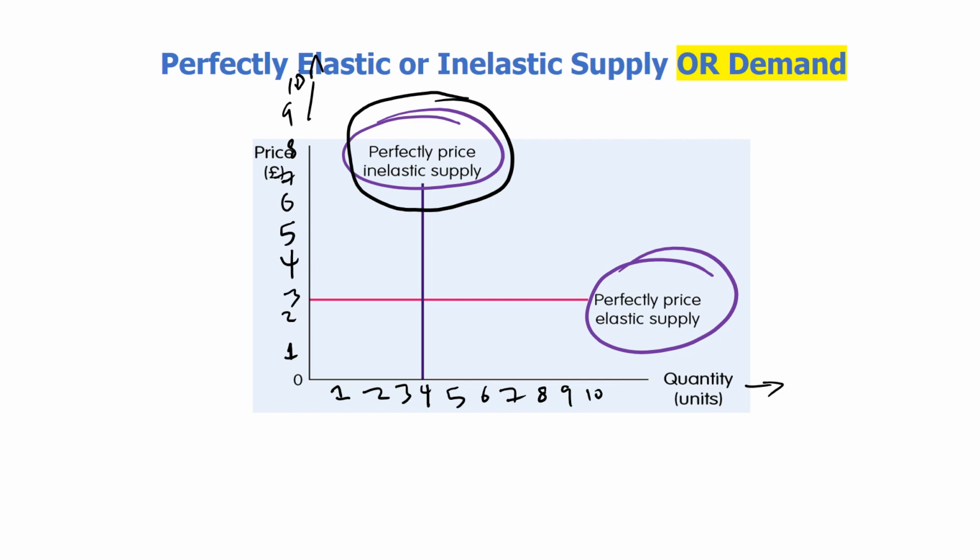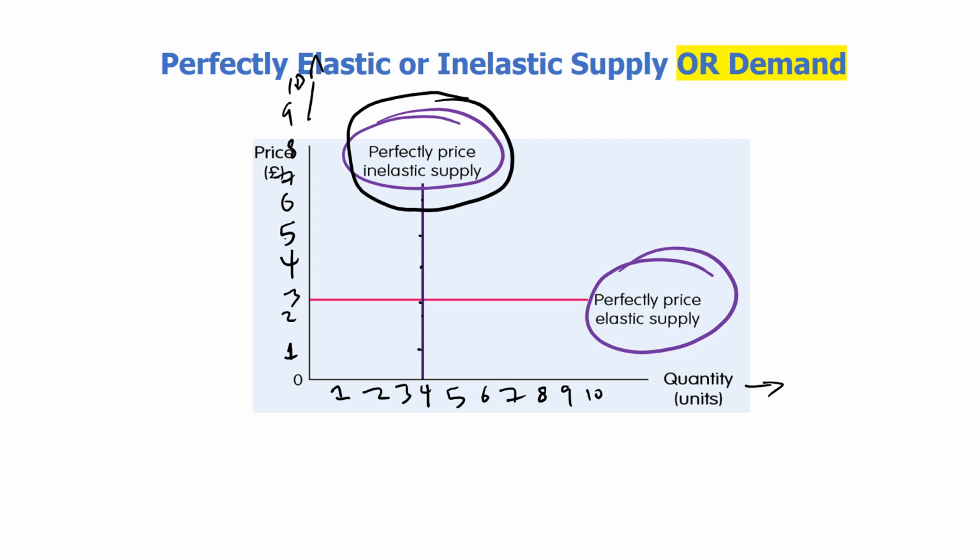Okay, now let's look at this supply curve. Now, when price is 1, 4 items are supplied. Price is 2, 4 items are supplied. Price is 3, 4 items are supplied. Price is 4, 4 items are supplied. Price is 5, 4 items are supplied. Price is 6, 4 items are supplied, and on and on. So it doesn't matter what the price is, supply remains the same.